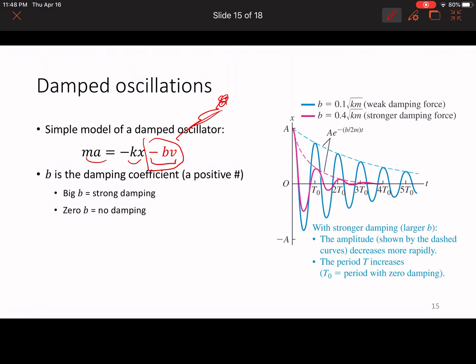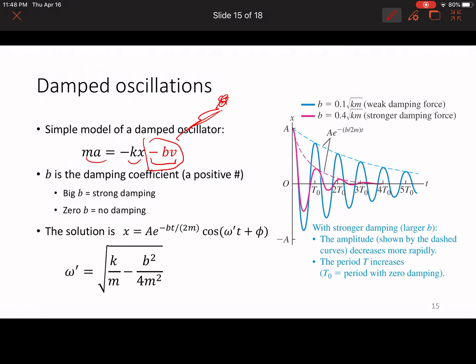So here, b is what's called the damping coefficient. You can think of that as like the drag coefficient. So big b, strong damping. Zero b is what we've already solved. That's the case of no damping. And the solution turns out to have the following relatively nice form. x is equal to A e to the minus bt over m cosine of omega prime t plus phi.